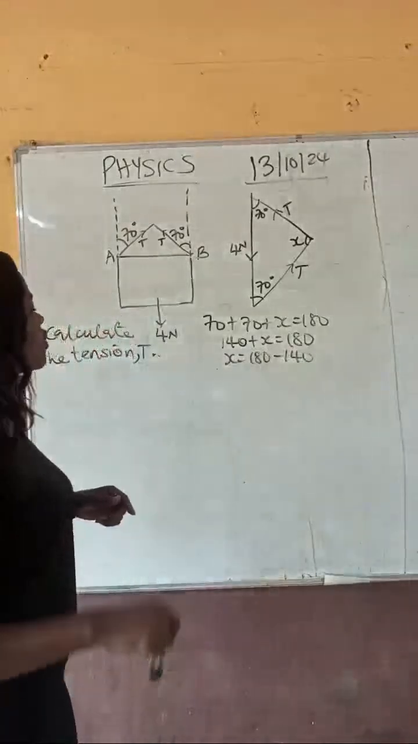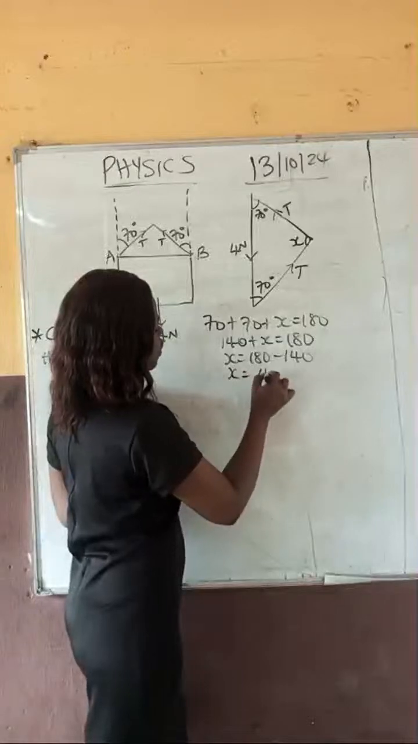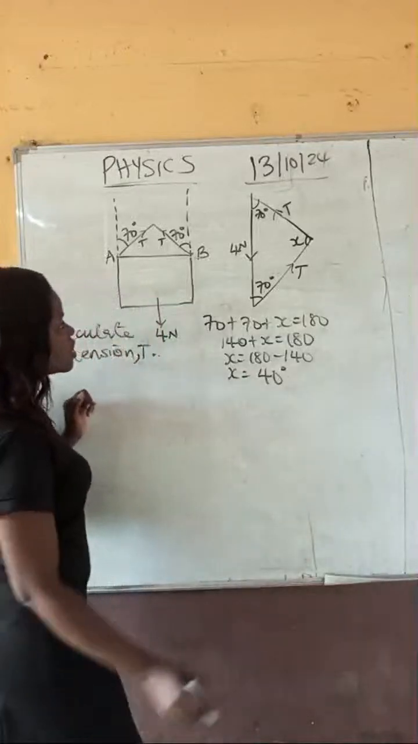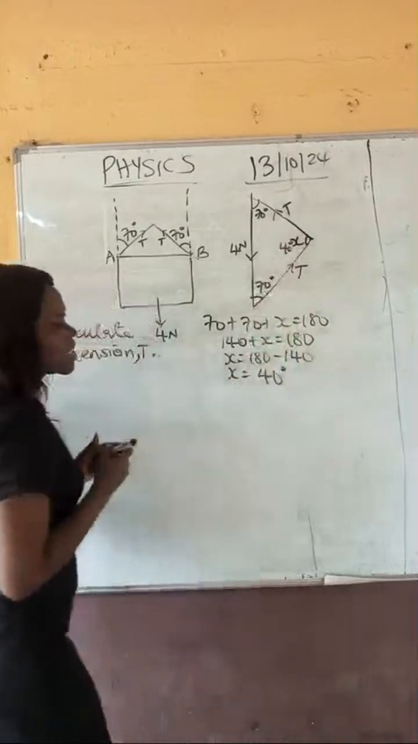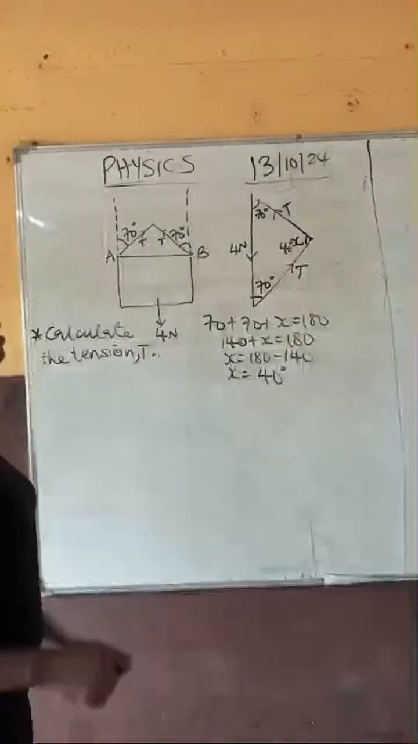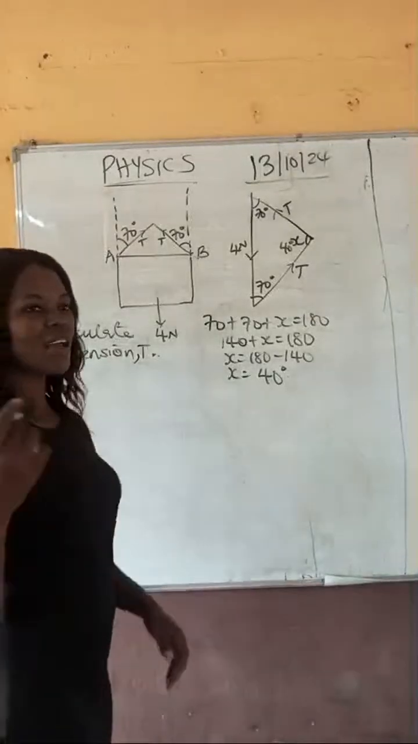Now what do we have? 180 minus 140 gives 40 degrees. So we have gotten this x to be what? 40 degrees, right? So we are going to work with 40 degrees. The next thing we are going to do is to use the sine rule.